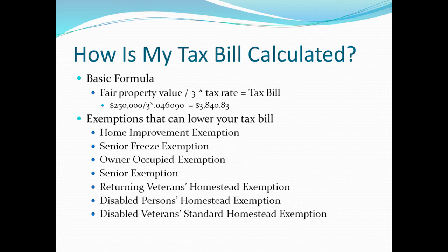But there are some others out there that people aren't as aware of, and you can find these on the county clerk's website. But it's a senior freeze exemption, home improvement exemption, senior exemption, returning veterans homestead exemption, disabled persons homestead exemption, and then a disabled veterans standard homestead exemption. So these are all things that come off after your property is appraised, before you get your taxes, before they figure out what your tax rate bill is, and then they take that off, and that's what you end up owing.